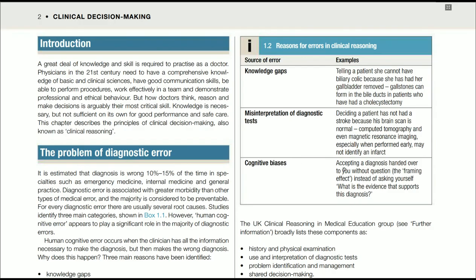Cognitive biases. Accepting a diagnosis handed over to you without question. The framing effect. Instead of asking yourself, what is the evidence that supports this diagnosis?